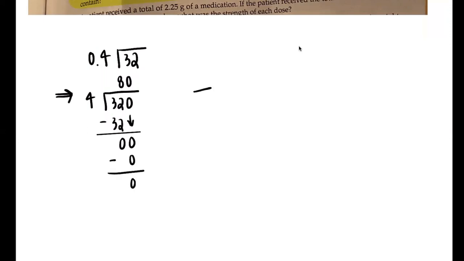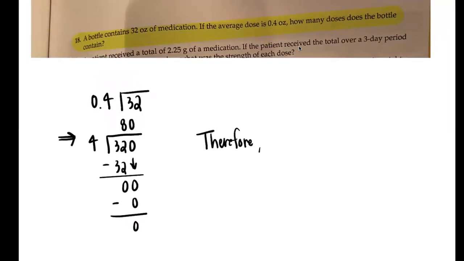So therefore, remember, we need to make sure every story problem has a final answer. How many doses does the bottle contain? Therefore, 80 doses.